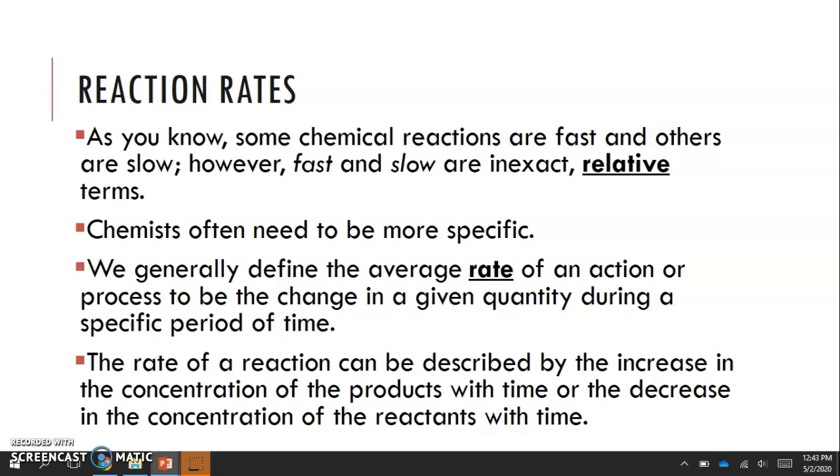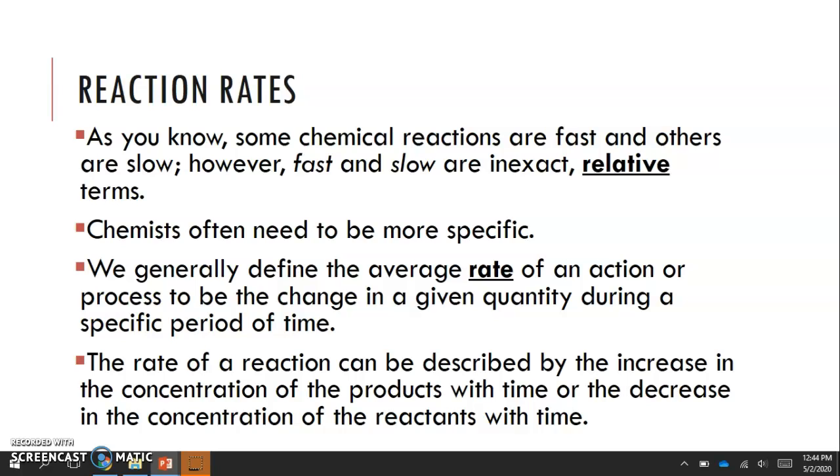So we generally define the average rate of an action or process to be the change in a given quantity during a specific period of time. So basically, how much of the product is made over a specified period of time. The rate of a reaction can be described by the increase in the concentration of the products with time, or the decrease in the concentration of the reactants with time.